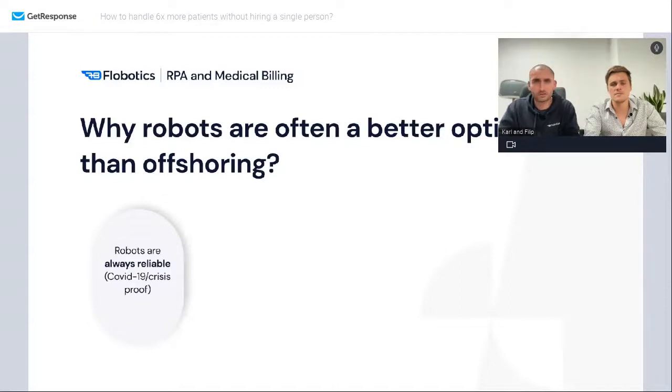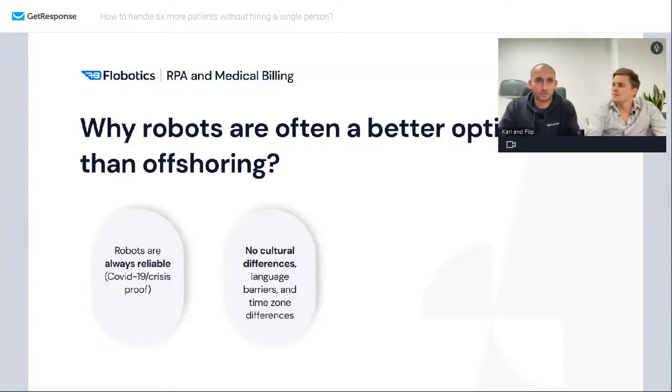Robots are just intrinsically more reliable than humans. We've seen in the past with COVID, political tensions between companies, and natural disasters that sometimes we can't rely on humans. And it might be fine if it happens once, but it could happen that once when you really need it the most.